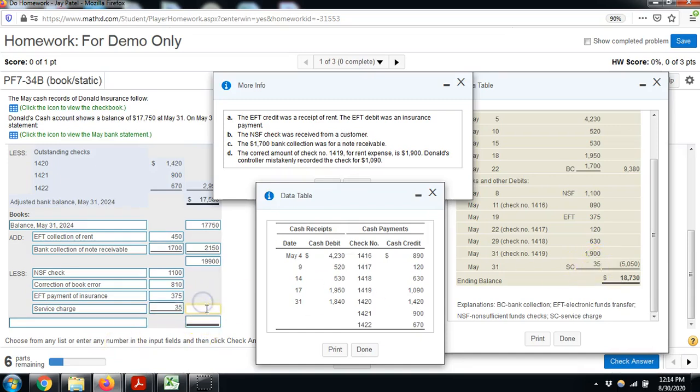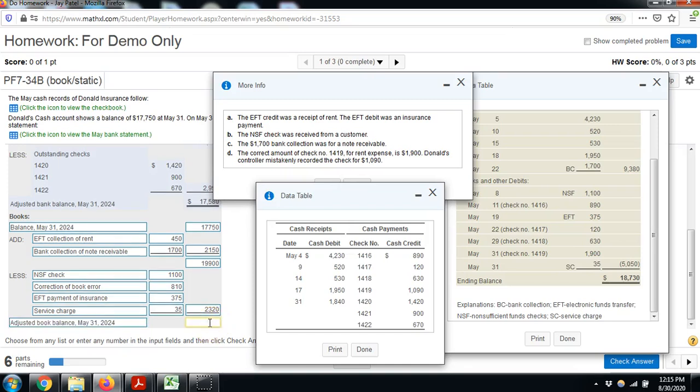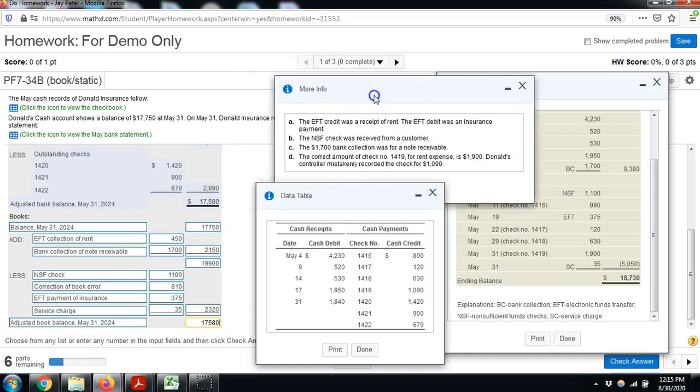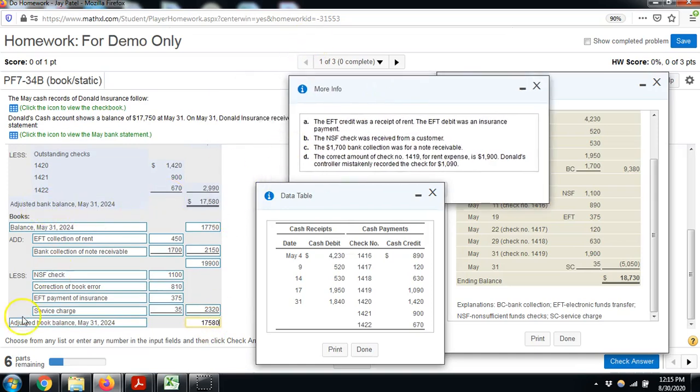And so when we add all this up, this is now the adjusted book balance, right? We're doing the book side. So we take this number, we subtract this number, and we get 17,580. And the check that we need to do is to make sure that our adjusted bank balance and our adjusted book balance are equal to each other. We should end in the same point.